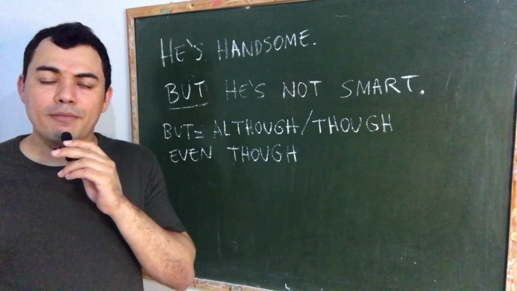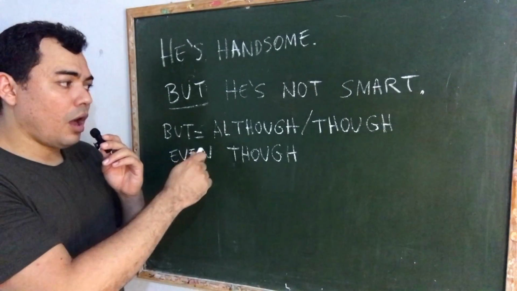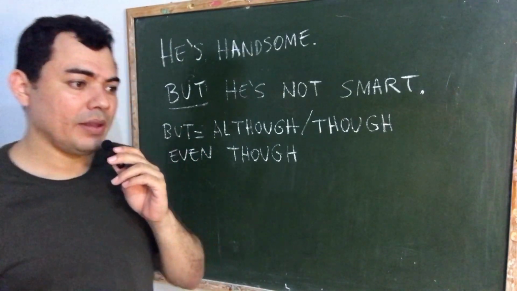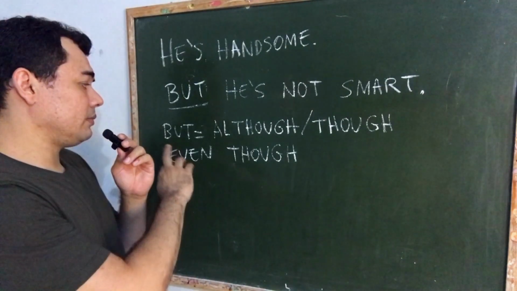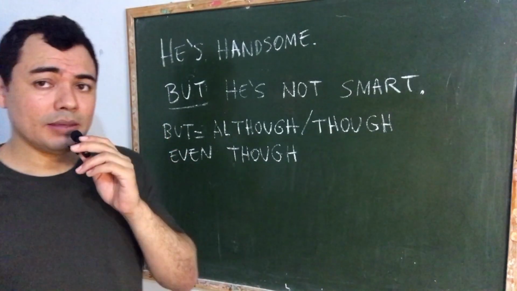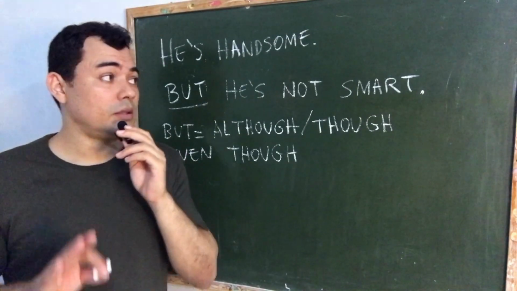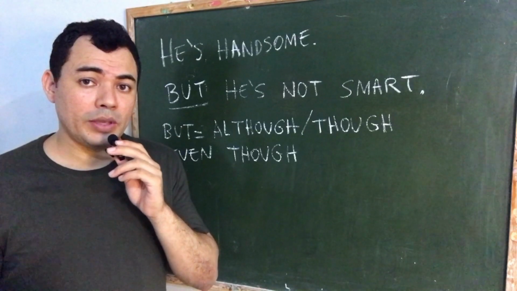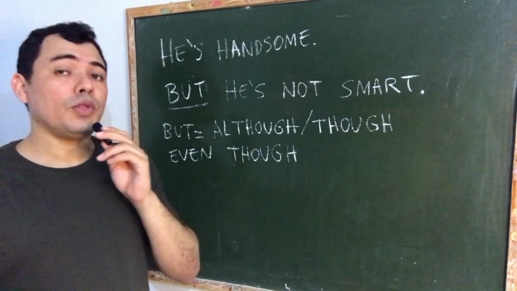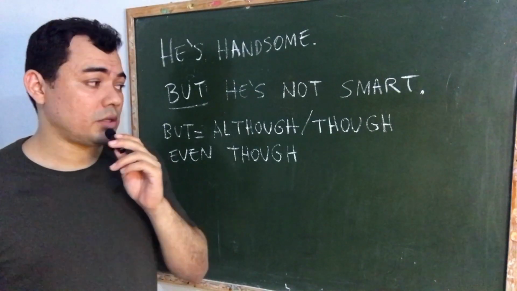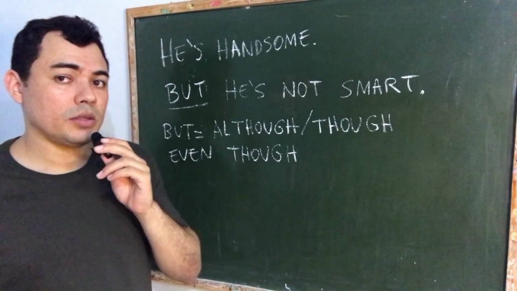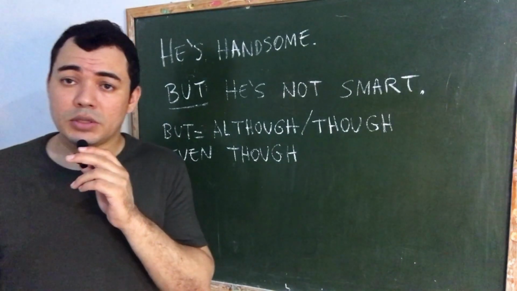So, folks, here we have more linking words. Although, though, and even though are pretty much the same, and they mean but. As an example, we can say he is handsome, but he's not smart. And we can also say even though he's handsome, he's not smart. Although he's handsome, he's not smart. Or we can even say though he's handsome, he's not smart. Okay?